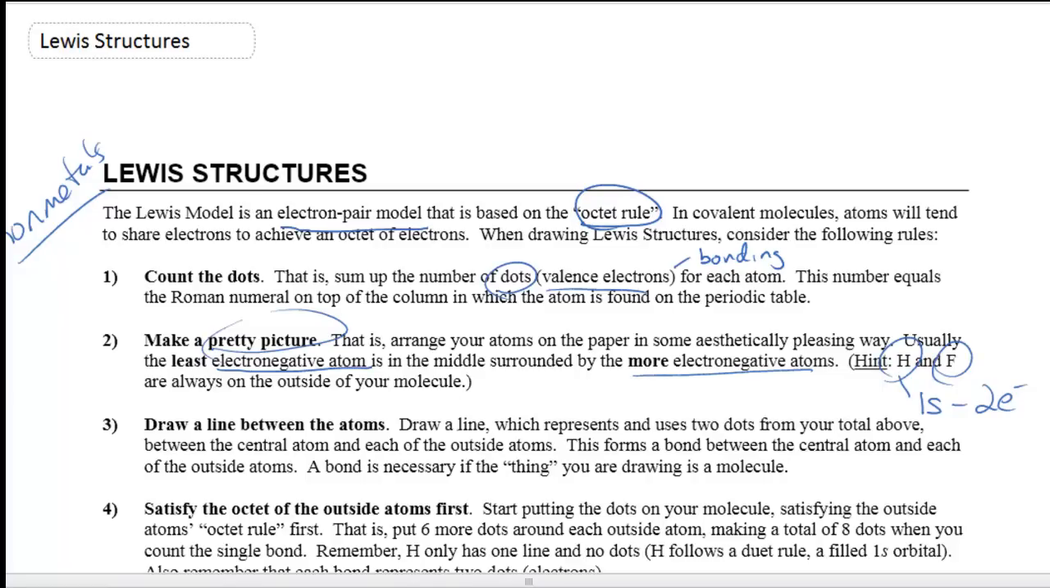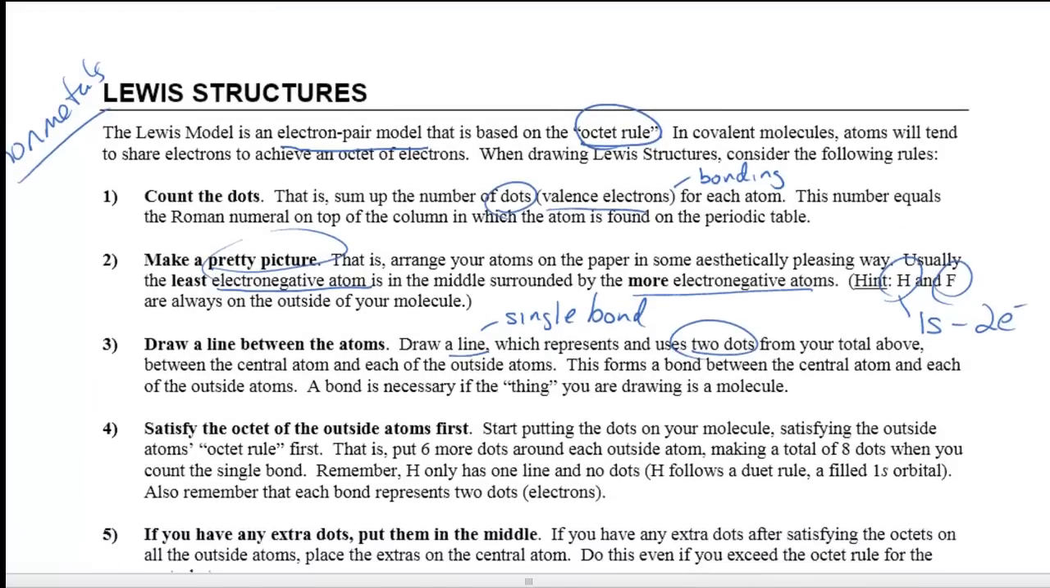Third step. We're going to draw a line between the atoms in this molecule. This line represents a bond, and it's a 2-electron bond. It's going to count 2 of our dots, 2 of our electrons. So this line will be what we call a single bond. We'll talk about double bonds a little bit later in this video.